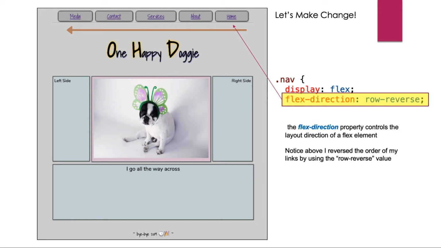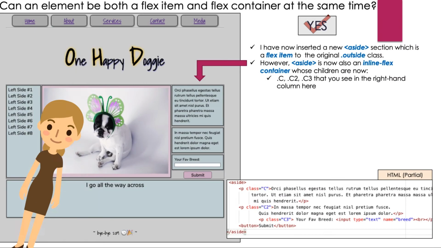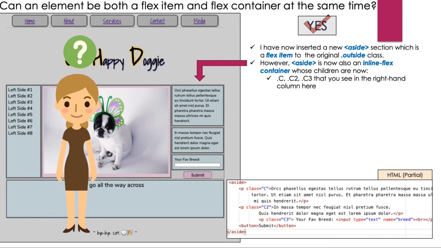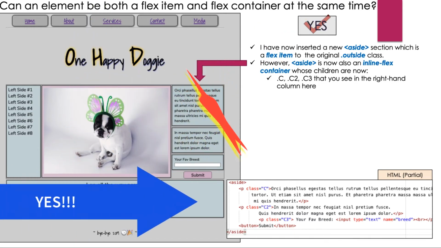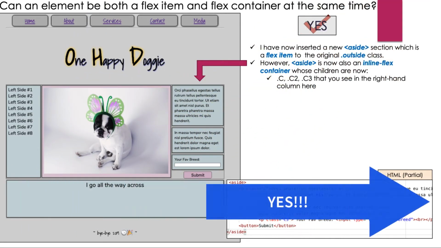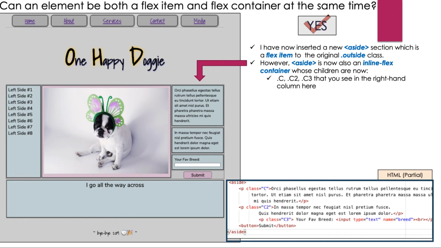Notice above that it reverses the order of the links when I use row reverse. So can an element be both a flex item and a flex container at the same time? The answer to that is yes. So now I've inserted a new aside section, which is a flex item, to the original outside class.